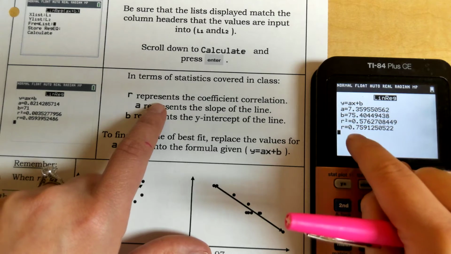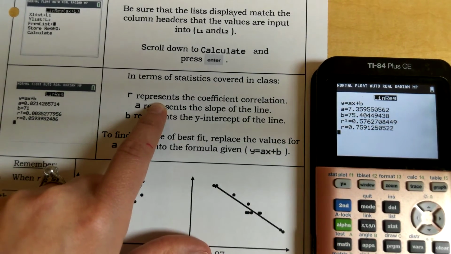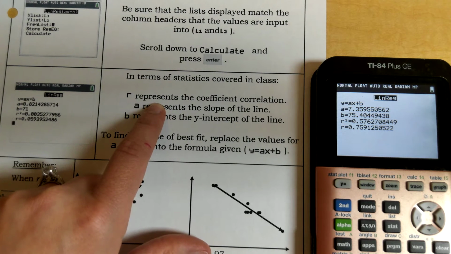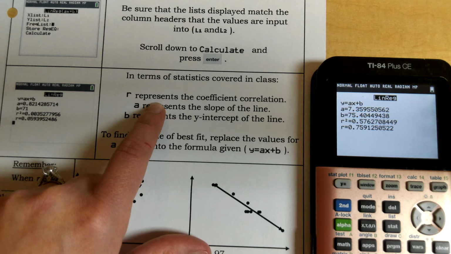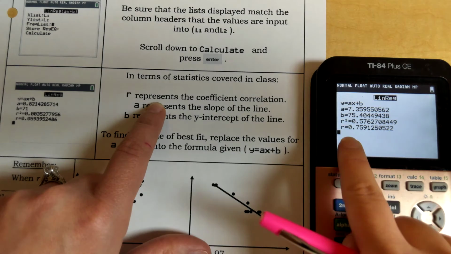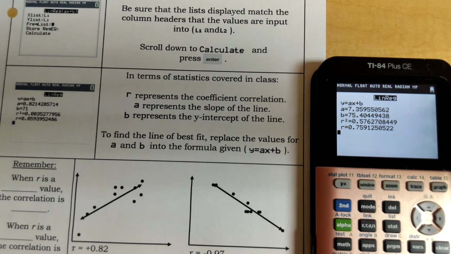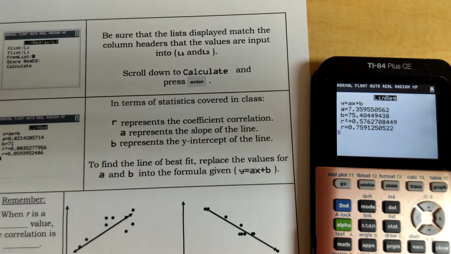So if ever the r and the r squared don't come up when you do a linear regression, just go back to that first step and put that diagnostic on again. Sometimes when we clear calculators or reset them, it may turn that back off. So we would just go in, turn it on, and then you would continue. So r represents our correlation coefficient. That's our value that is going to be the strength of our correlation.